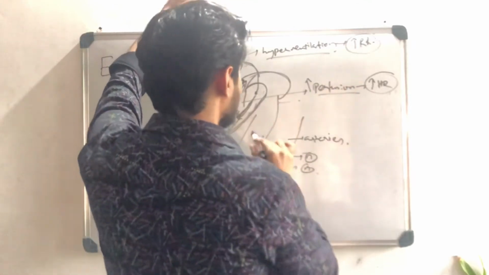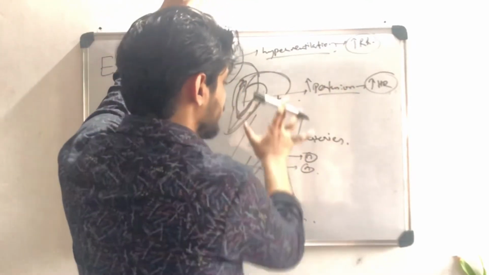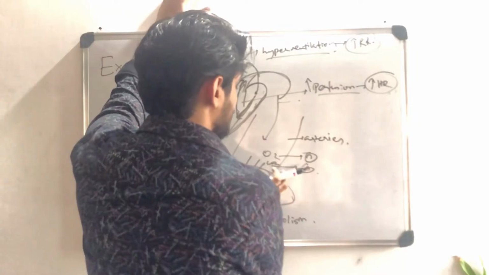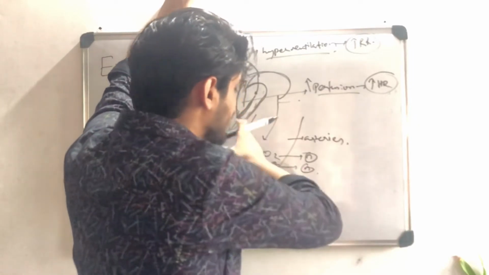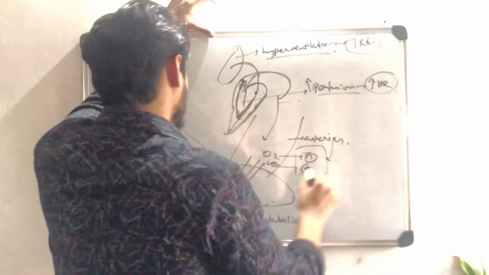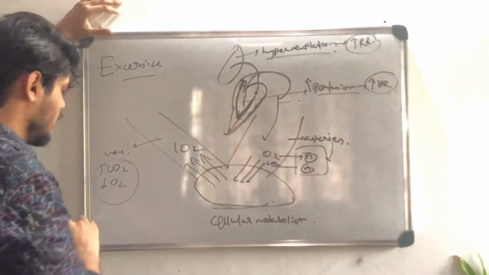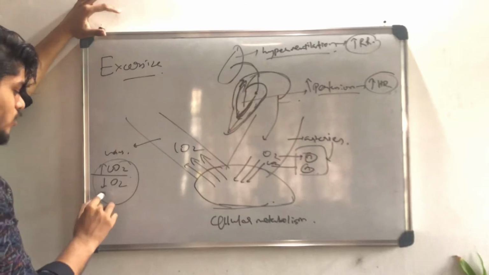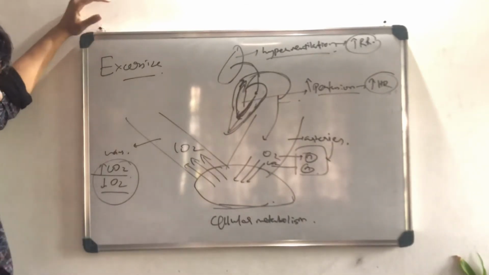Perfusion and ventilation. Therefore, there will be more oxygen and less carbon dioxide. Therefore, it will be taken to a normal level. Oxygen and carbon dioxide in the arterial system will be normal, but in the venous system, the carbon dioxide will be more and the oxygen will be less. I hope you understand.